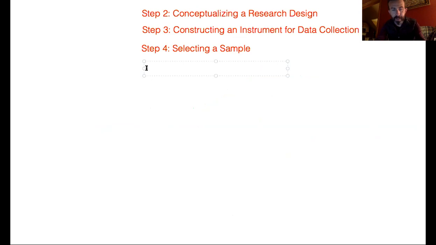Then we have step 5. Writing a research proposal. This is our final step in this course, I think. I think this is where we're going. And this is the final one in phase 2. Writing a research proposal.